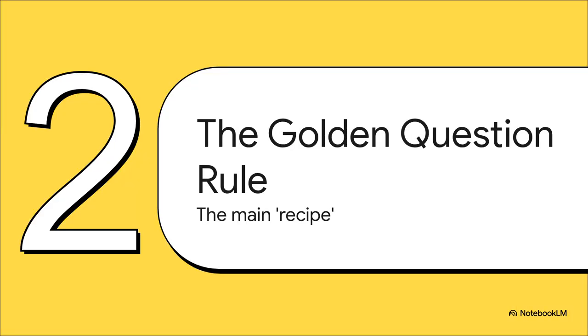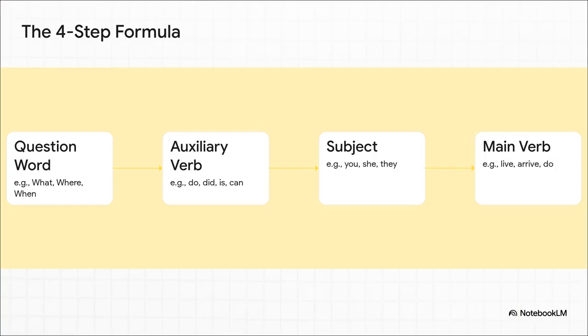Okay, now for the most important part of our guide. Seriously, if you only remember one thing, make it this. We call it the golden rule, because this simple recipe works for forming almost all questions in English. The formula is a really simple 4-step pattern. You start with a question word. Next, and this part is key, you need an auxiliary verb. Think of this as a helping verb, like do, is, or can. After that comes the subject, and then finally, the main verb.